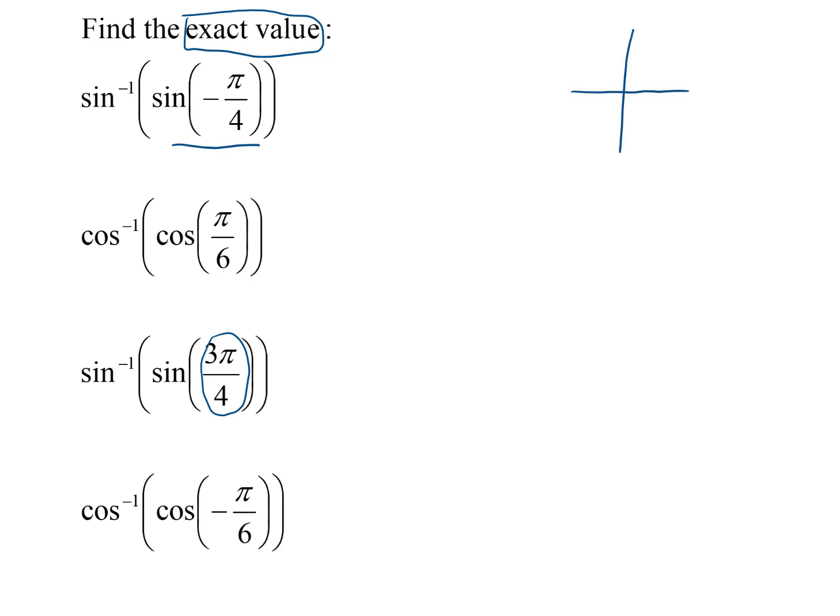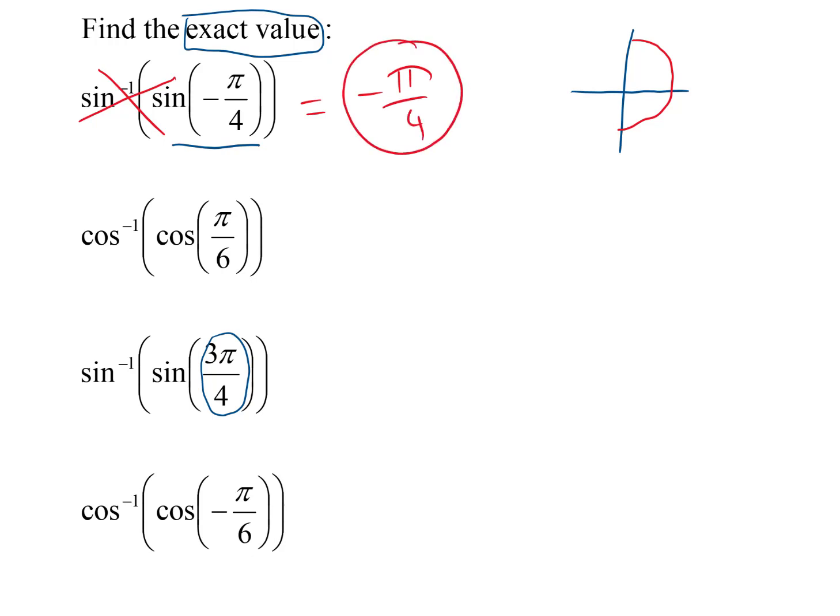If we think of inverse sine, the restriction was the right half of the circle, and negative pi fourths is within that interval. So these will undo each other, and the final answer is negative pi fourths.